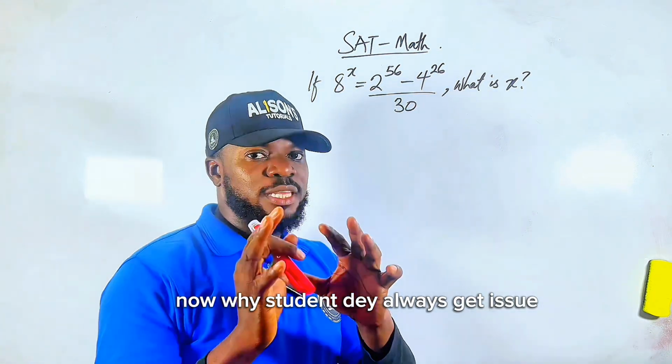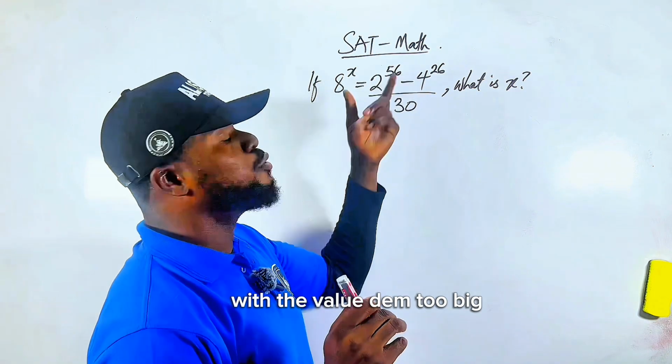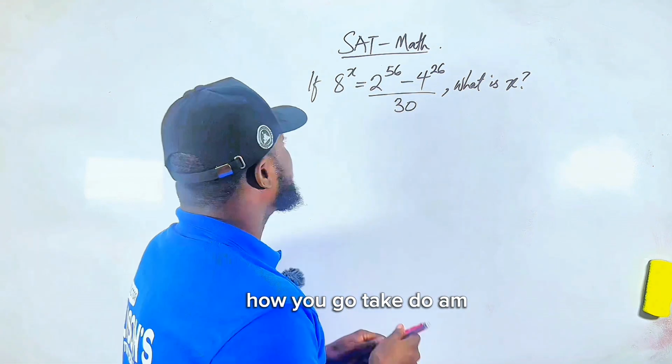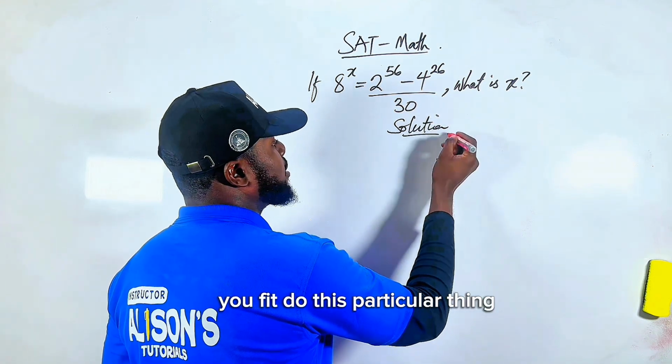Now, why do students always get issues? This particular exponent, the values are too big, and as they are big like this, it causes wahala. I know you will remember to put the options, but I will show you how we take them. First, you will write the solution, and it will give you hope if you do this particular thing.